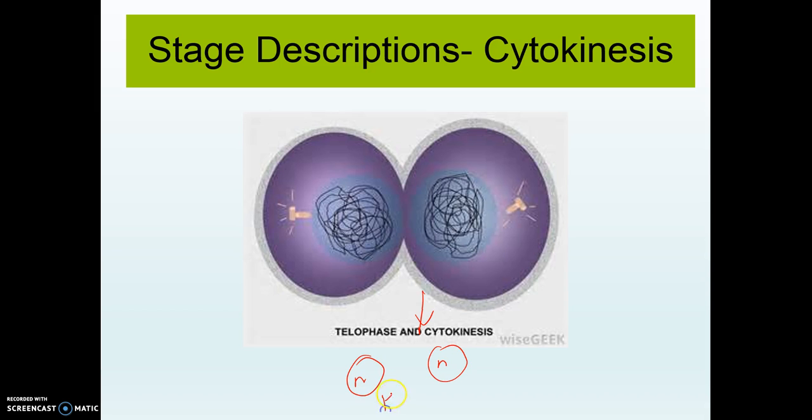They are haploid. These cells are haploid. They have only 1 of the pair of chromosomes. Okay, so the chromosome number is halved.